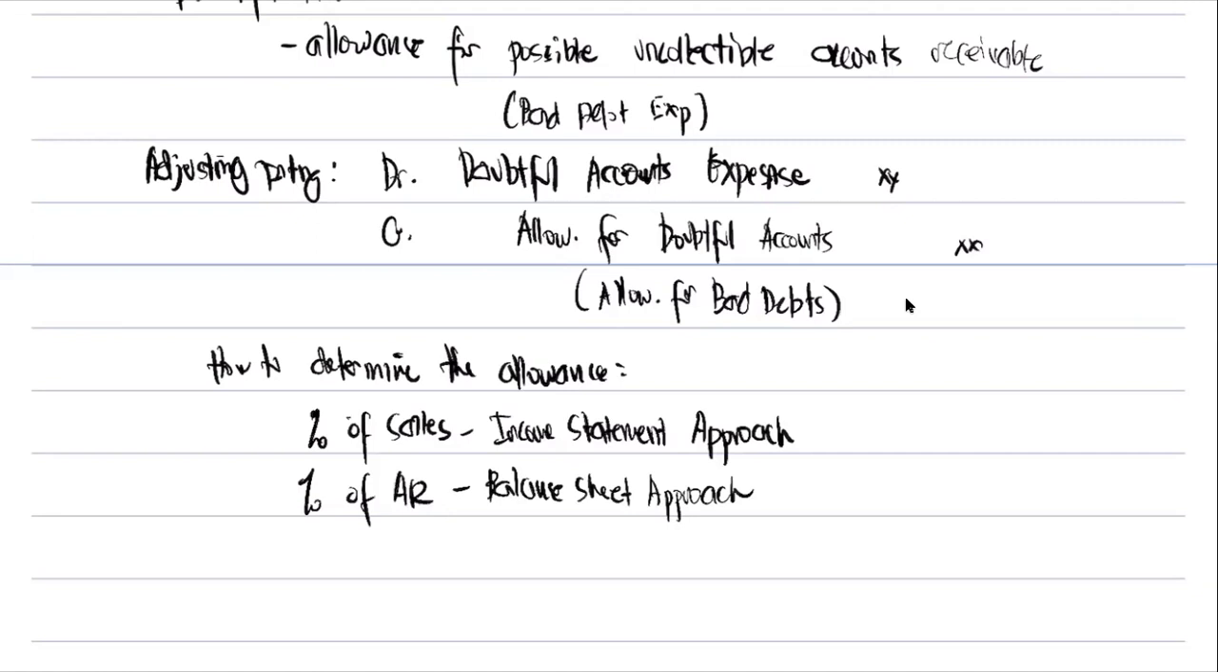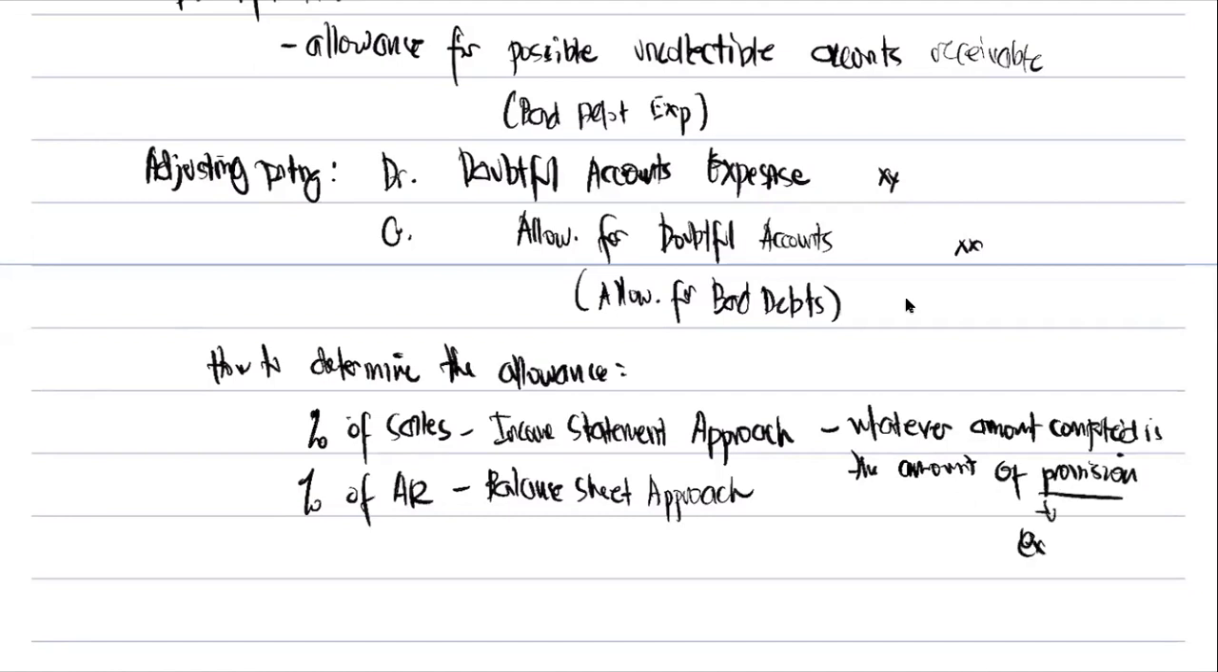Okay, so why is it known as your income statement approach? So percentage of sales is based on a percentage of our sales actually. And it is known as income statement approach because whatever amount computed is the amount of provision. So when we say provision, this is the amount of expense.